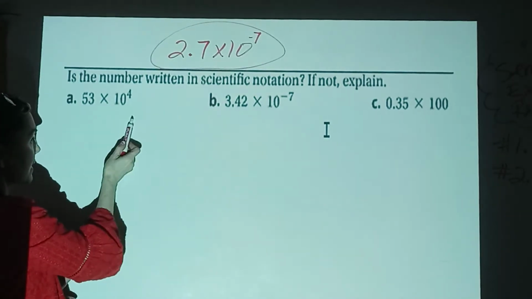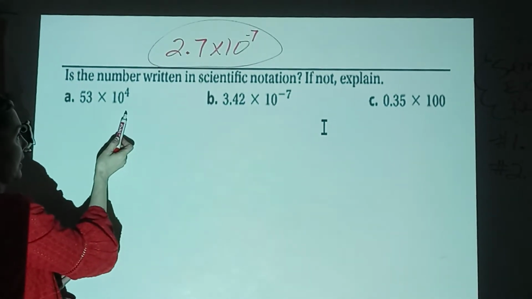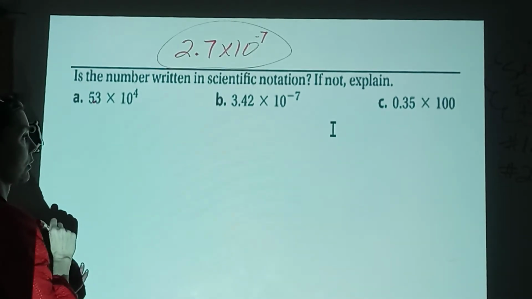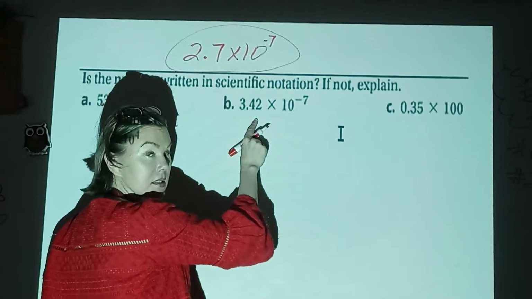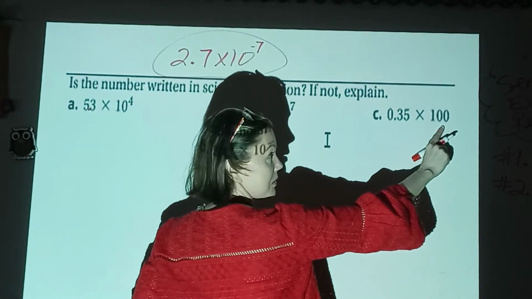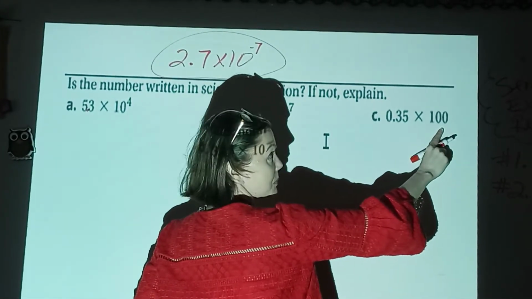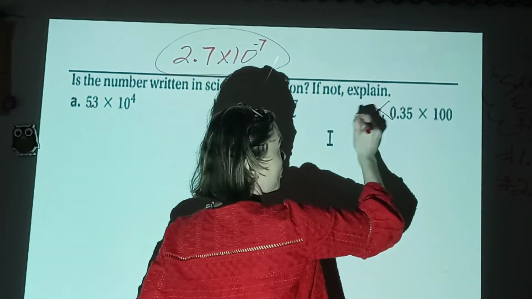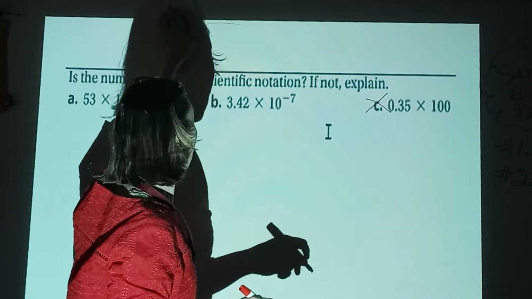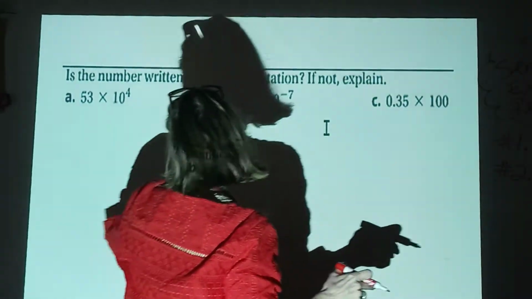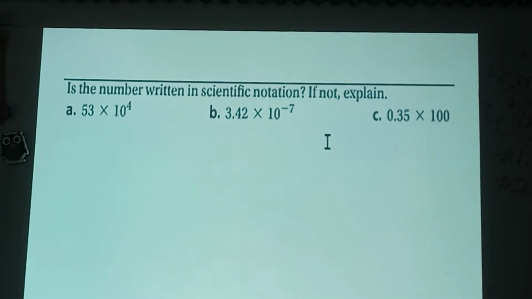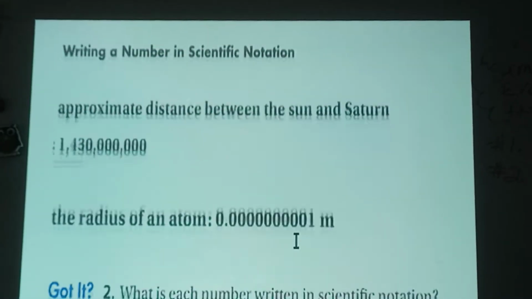So in this example, this would not be written in scientific notation because there is no decimal there, okay? This one is written in scientific notation. That's fine. This one is not because it's not being multiplied by a power of 10. That's being multiplied by 100, so that does not work either, okay? So now we're going to talk about writing numbers in scientific notation and then the reverse, okay?